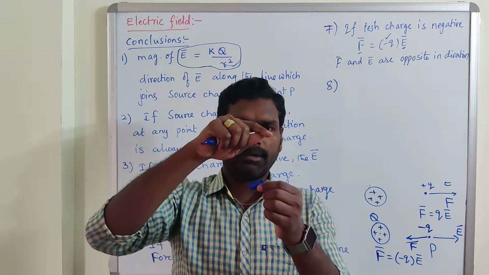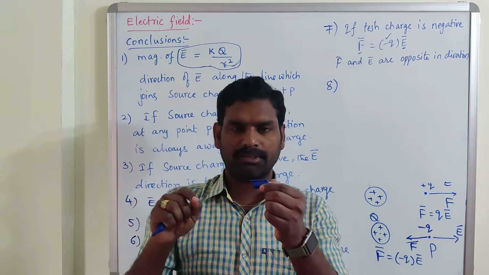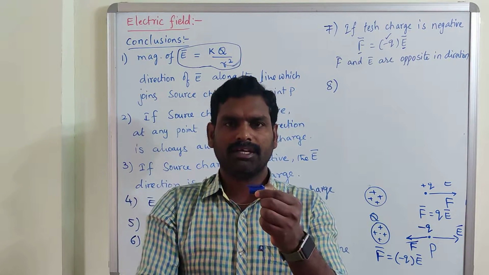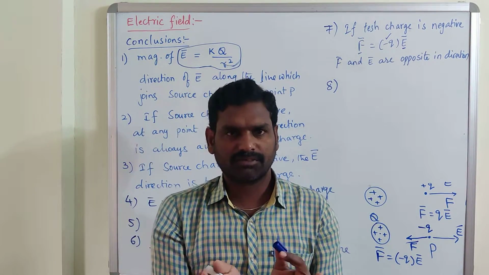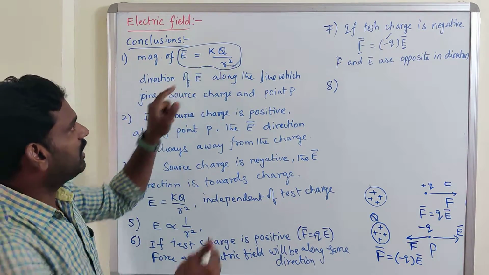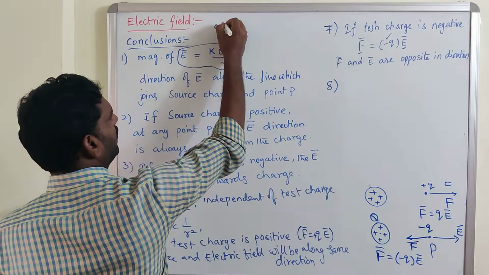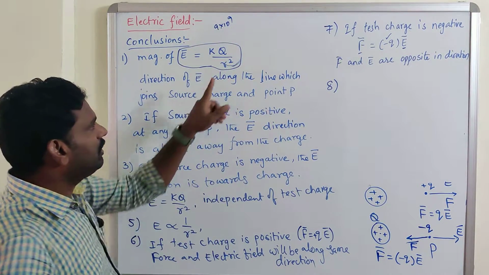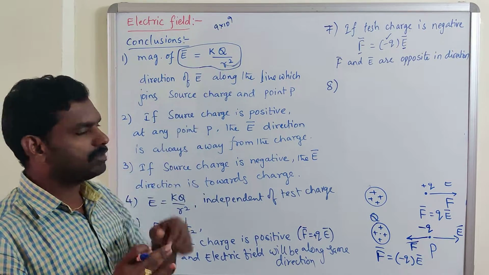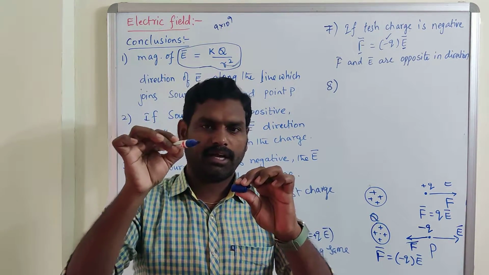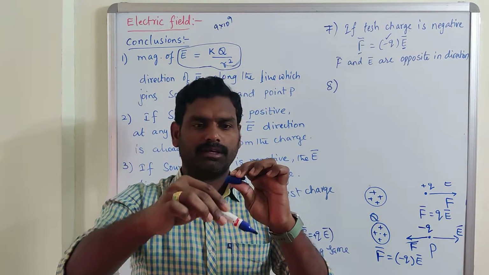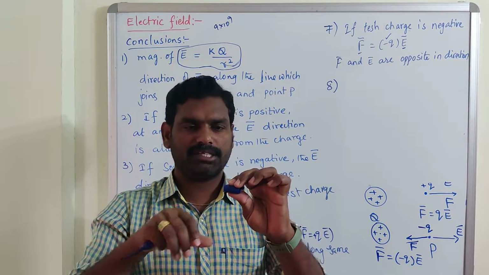If all the points are at equal distance from the charge, let us assume all the points are at equal distance. If all the points are at equal distance from the charge, k is constant. K value I have given already, 9 into 10 to the power of 9. Q, charge, is also the same constant. If r is also constant, I am considering the electric field at all the points at equal distance from the charge.